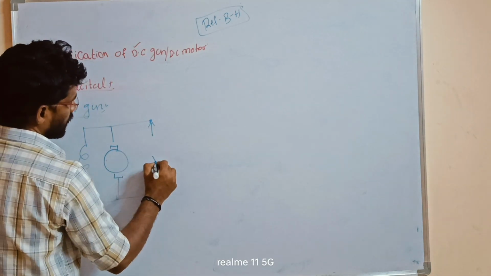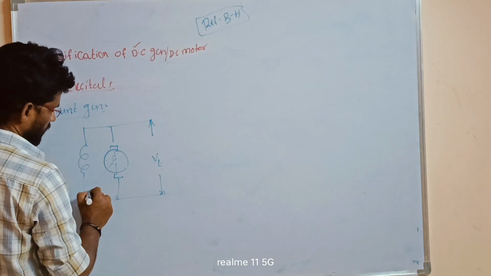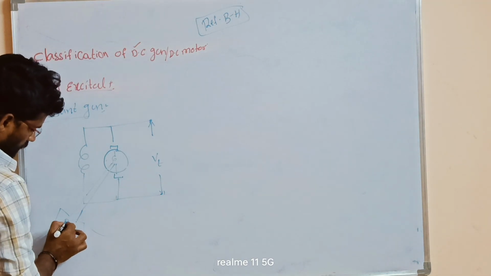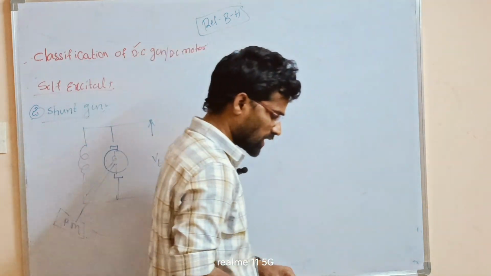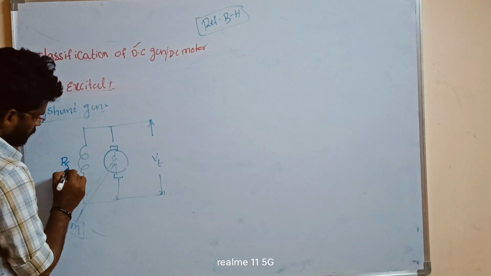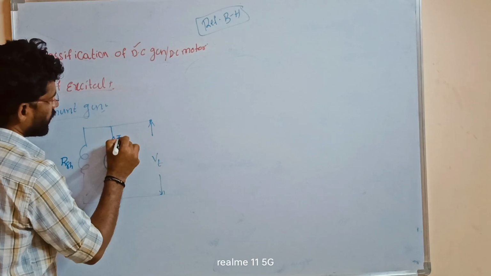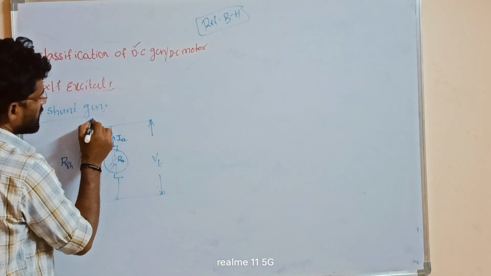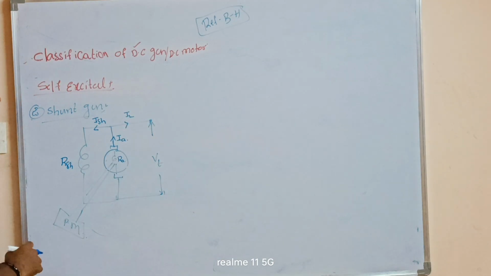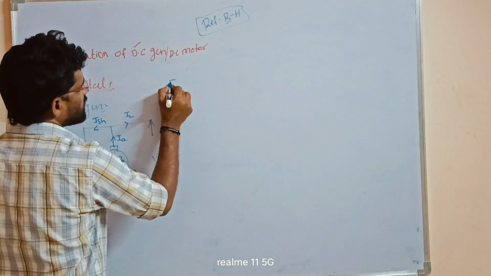So we have the terminal voltage VT. Here is the armature resistance RA, and it is connected to some prime mover, and here is RSH. In this case some current will be flowing, that is IA, and currents ISH and IL. Again, some voltage will be produced, that is the EG voltage.